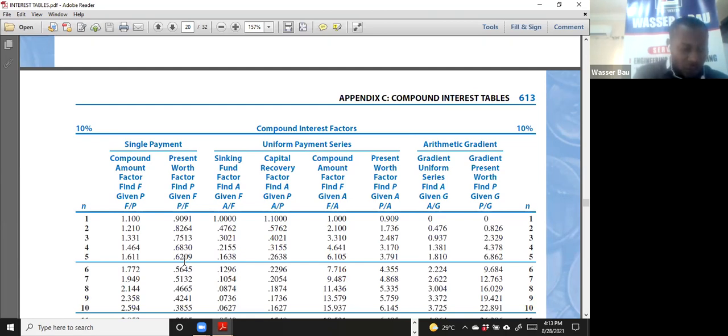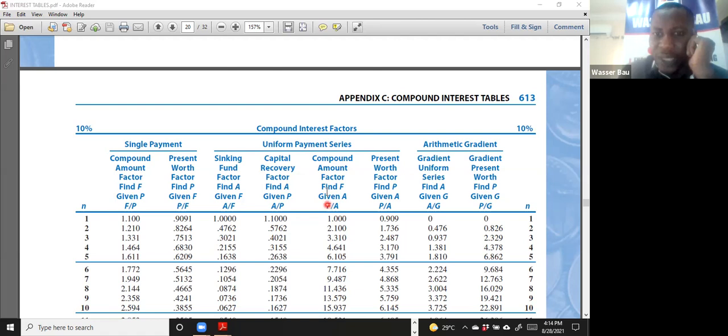1 divided by, let's say, 1.611. It will give you 0.262009. It's giving me 0.7, but it's the same thing to 4 decimal places. Then sinking fund factor. This means I'm looking for A and I'm given F. Capital recovery factor is to find A given P. Compound amount factor, when you see this, it means find F given A, and so on and so forth. That's my notation.